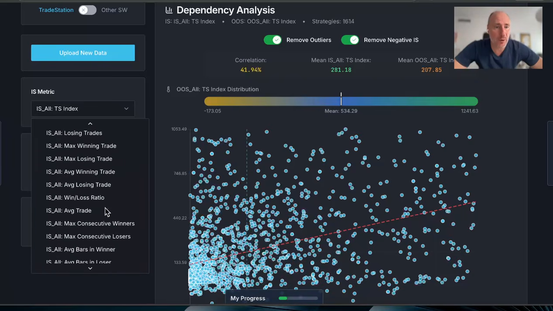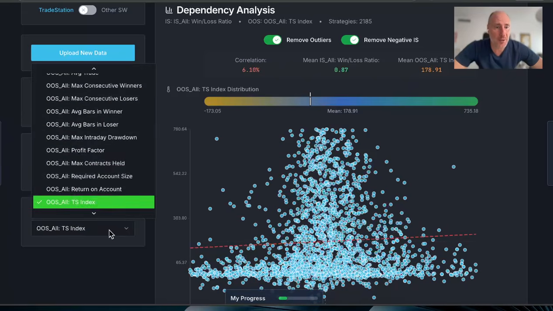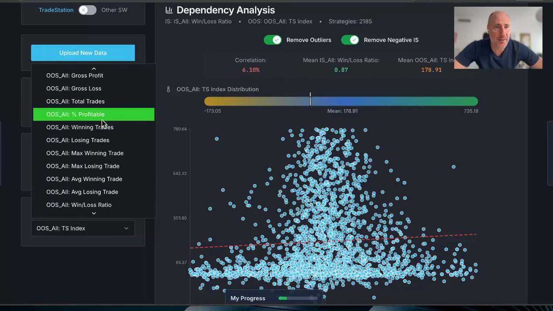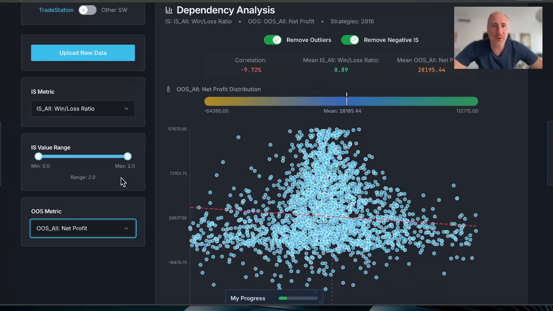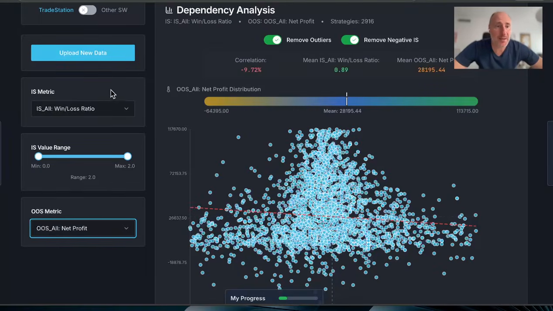We can also have a look on some metrics like win-loss ratio could be interesting. So win-loss ratio versus net profit. Let's have a look. And don't forget, this study has been performed on 3,500 strategies built with Mr. Breakout's formula, which again, you can download completely for free here with example strategy from my hedge fund, real strategy from my hedge fund on the link below. So 3,500 strategies. Let's get back to it.